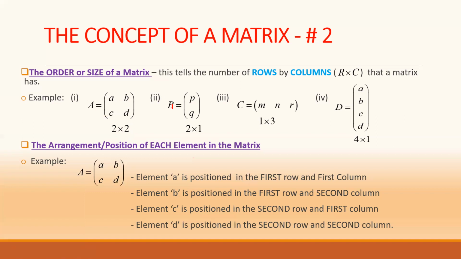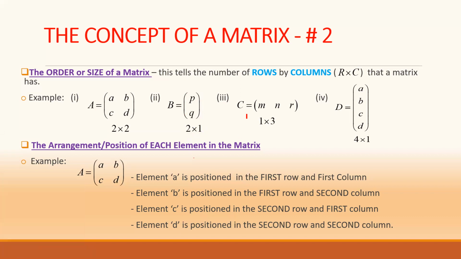Example 2, matrix B. Matrix B, clearly you can see that P is in a row by itself and Q is in a row by itself. So there are 2 rows, right? And P and Q are right below each other, so it therefore means that P Q would be in a column. So there's 1 column, 2 rows. So the order of this matrix is a 2 by 1, right?